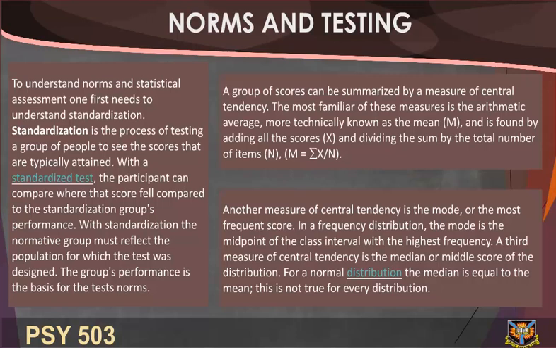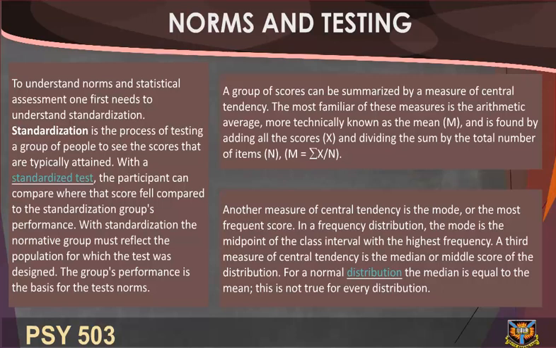A group of scores can be summarized by a measure of central tendency. The most familiar of these measures is the arithmetic average, most technically known as the mean, M, and is found by adding all the scores X and dividing the sum by the total number of items, N. M is equal to ΣX over N.